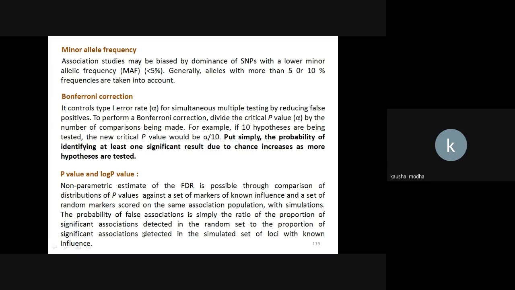Second, the proportion of significant association detected by these known markers. So we are actually working out the ratio of the random marker association with the trait and known markers association with the trait, and that gives us an idea about error probability. That gives us an idea about the false discovery ratio also.